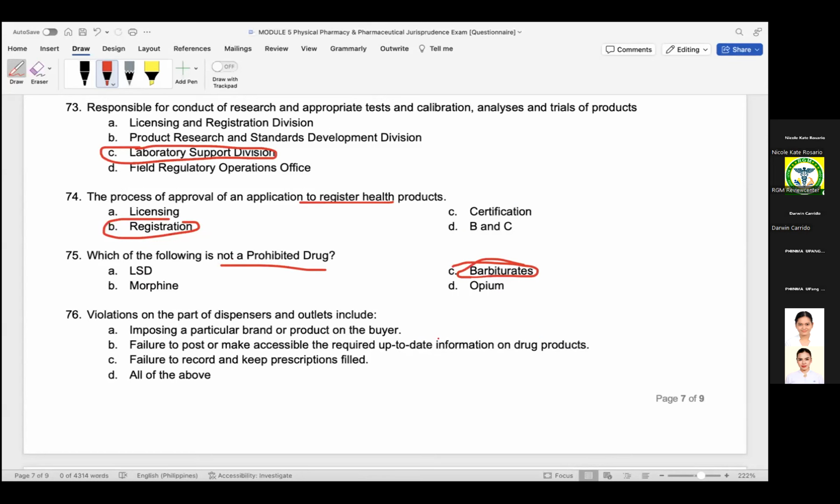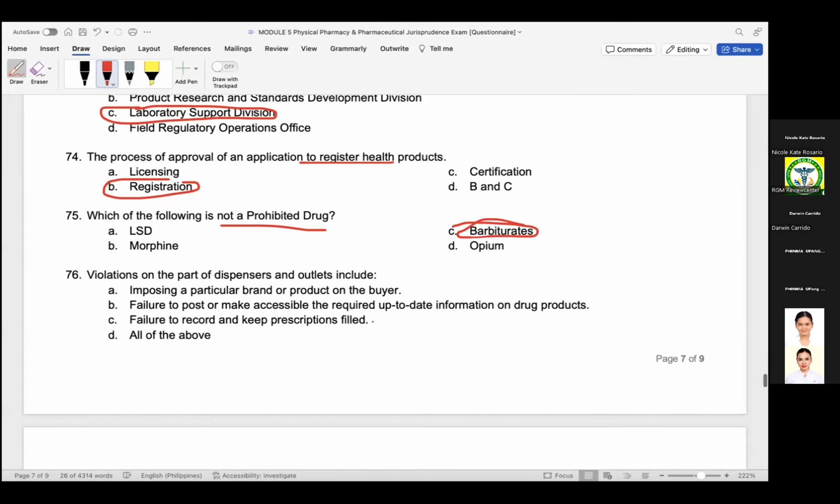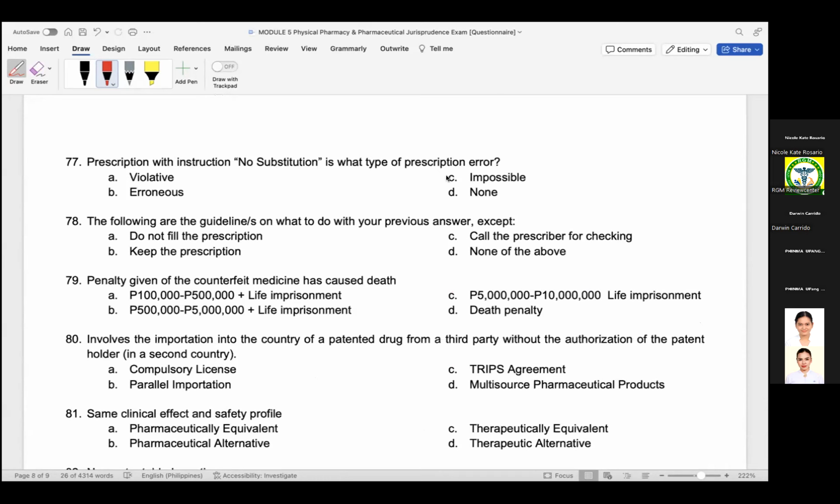Next, number 76. Violations on the part of dispensers. Imposing a particular brand, that's a violation. Failure to post an up-to-date info on drug products, that's a violation. Failure to record and keep prescriptions, which that's also a violation. So all of the above. Letter D is the correct answer in number 76. Okay, number 77. Prescription with instruction, no substitution is what type of prescription error? Violative.